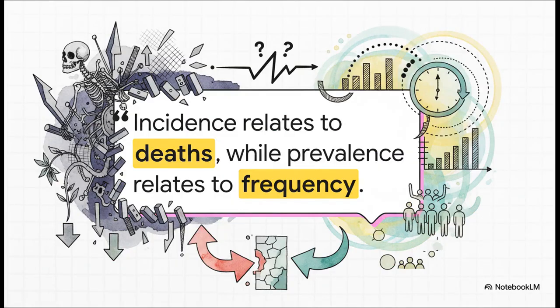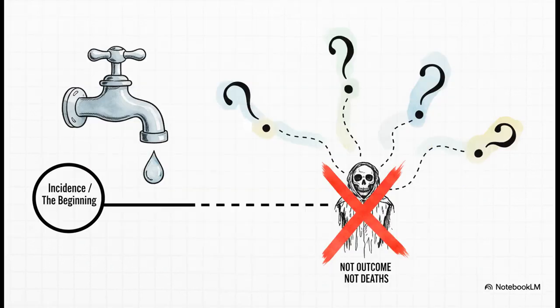Here's another little mix-up. Trying to tie incidence to outcomes like deaths and prevalence to just frequency. This confuses the start of a case with what might happen at the end of one. But nope, incidence is all about the beginning. That moment, a new case appears. It doesn't track what happens later on. Both incidence and prevalence are simply measures of cases, not the results of those cases.